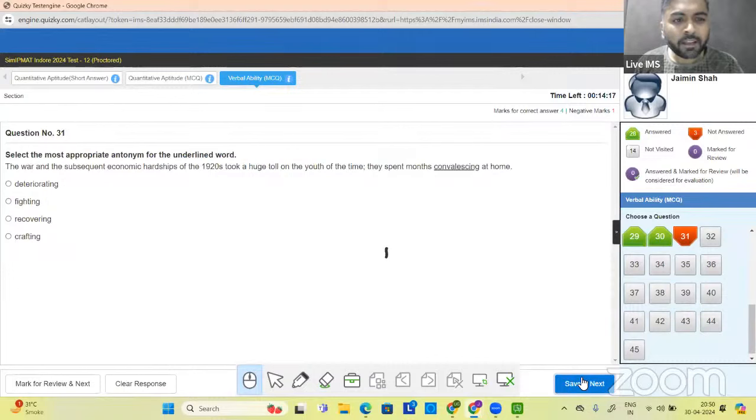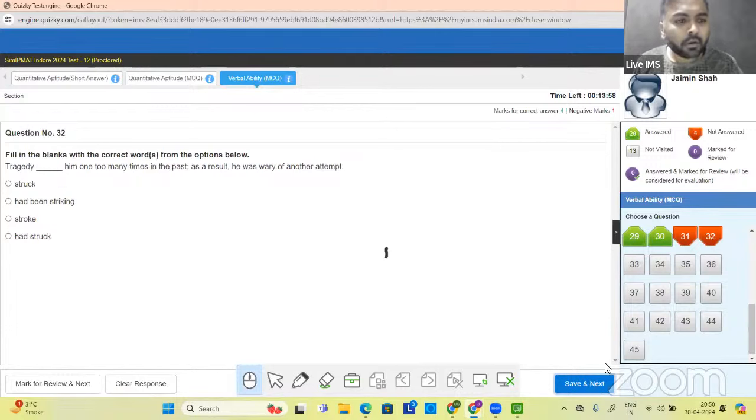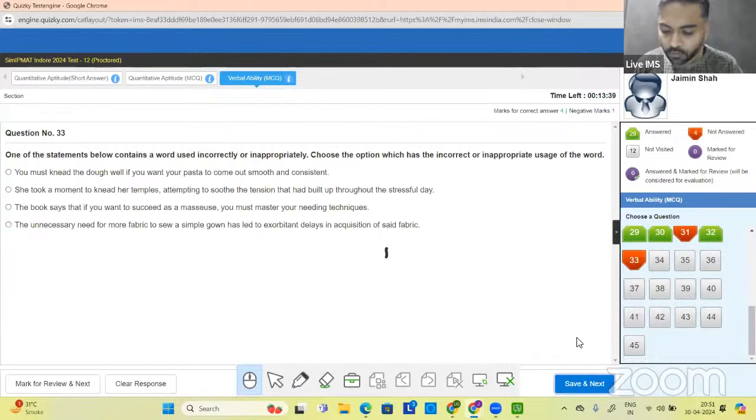The war and the subsequent economic hardship of the 1920s took a huge toll on the youth of the time. They spent months convalescing at home. I don't know the meaning here. Tragedy dash him one too many times. Struck him or had been striking? No, had not had, struck him. No, had struck him too many times. Had struck him too many times.